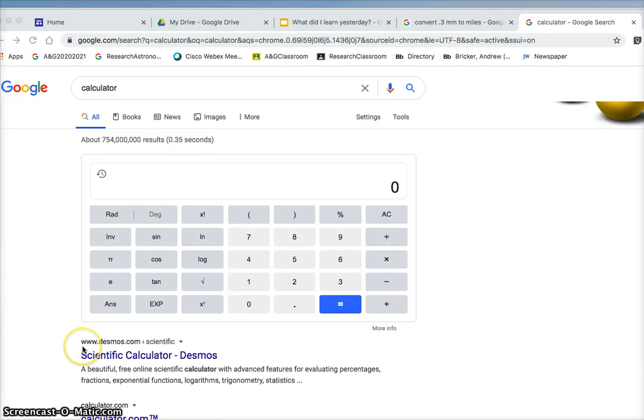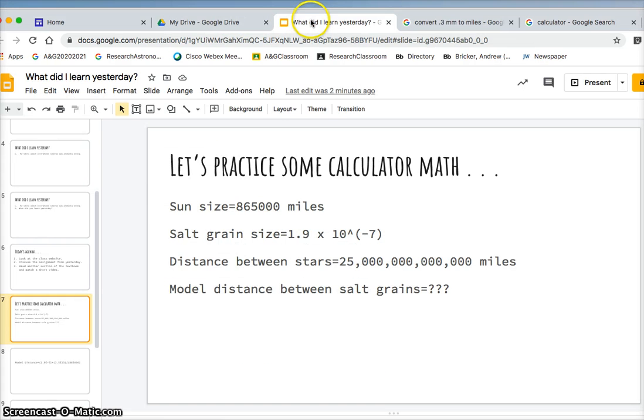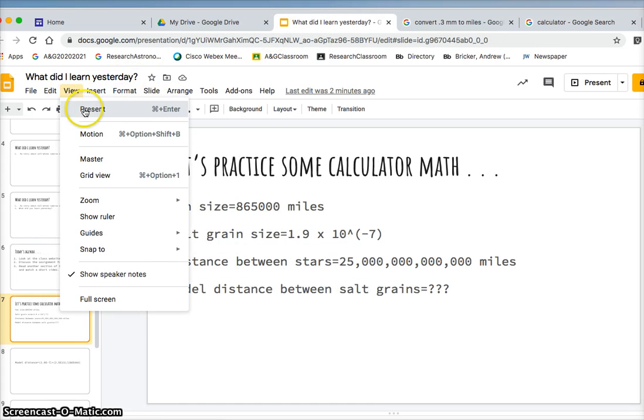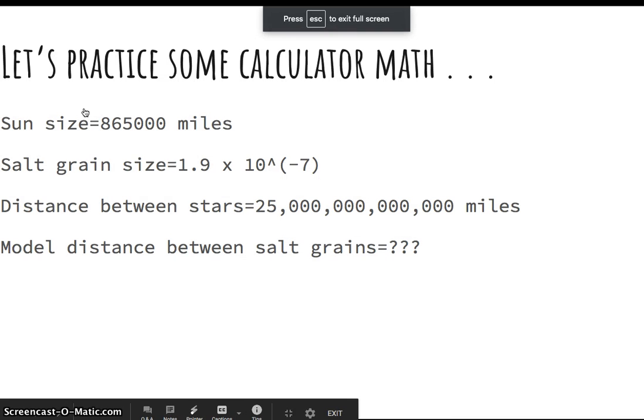Hi everybody, in this video I want to show you how to do the calculator math that we did yesterday in class. Basically, how do you put scientific notation, big numbers or tiny numbers, into this Google calculator if that's what you have. So I just typed calculator in Google and I've got this. Now I'm going to go to the problem we did yesterday.